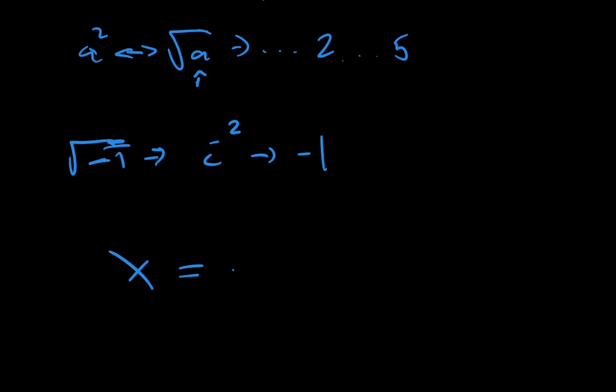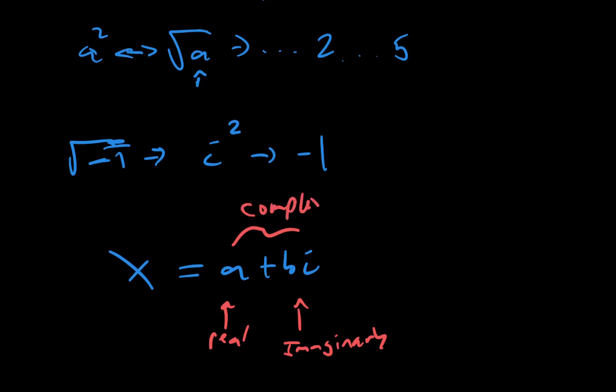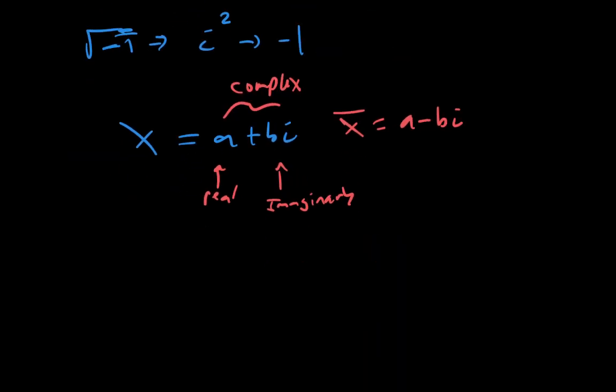So if we say x is equal to a plus bi, we have a real and an imaginary part, and this is what makes it complex. And then we also say that x has a complex conjugate known as x bar, and this is a minus bi. Sometimes it's also referred to as x star.